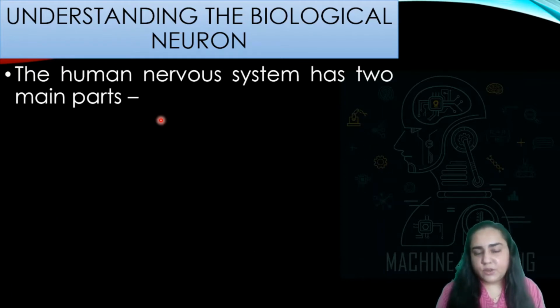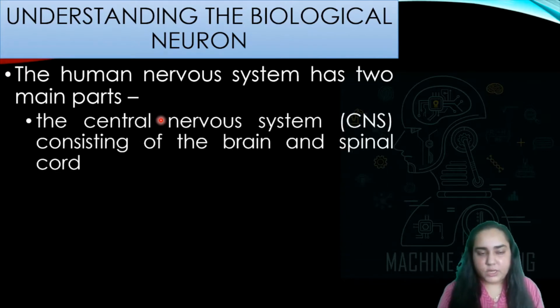So the human nervous system has two main parts, and the first part is the central nervous system, which consists of your brain and the spinal cord. The spinal cord is nothing but the backbone that you have on your back, and it is present in all vertebrates. All vertebrate animals have a backbone, and that is known as the spinal cord.